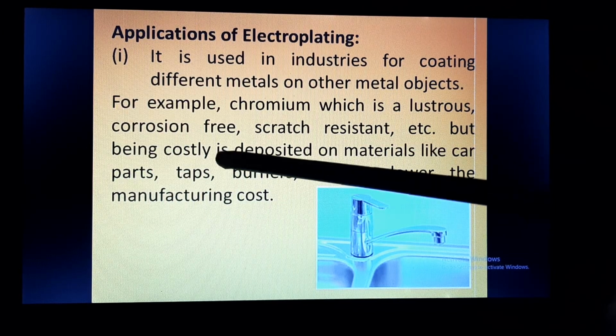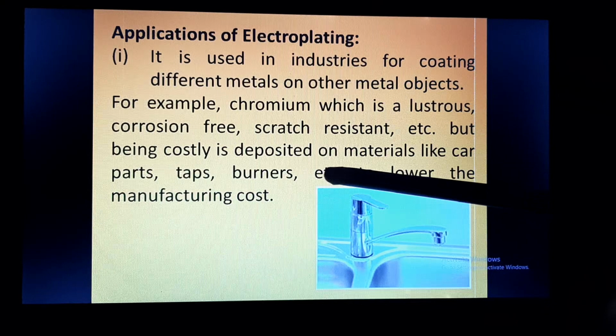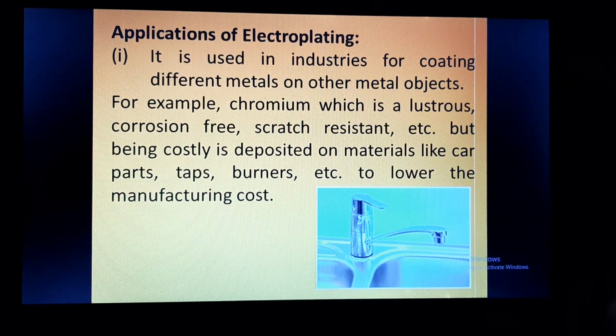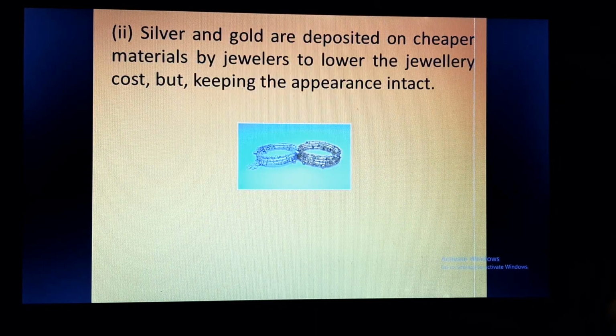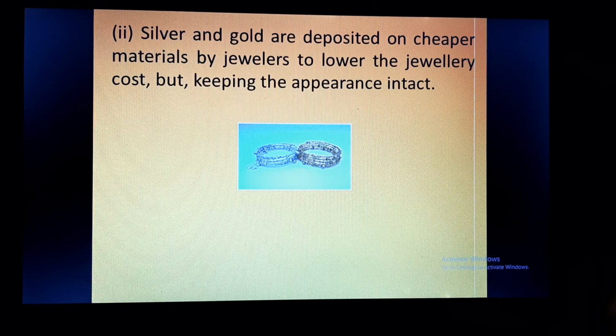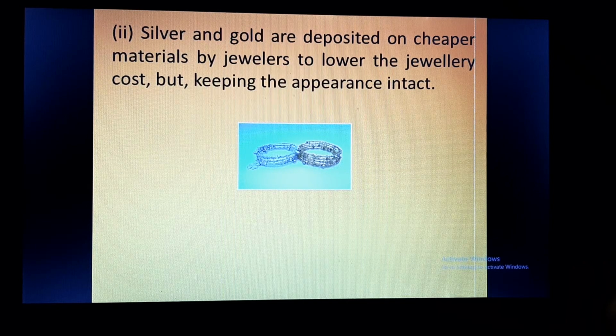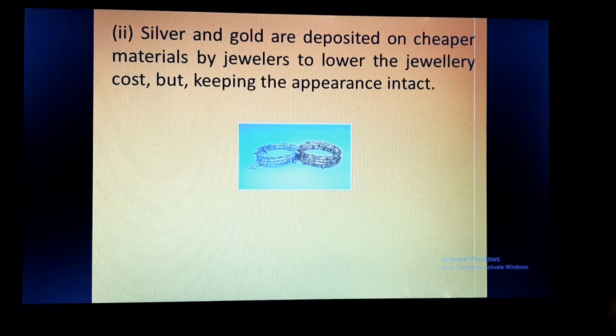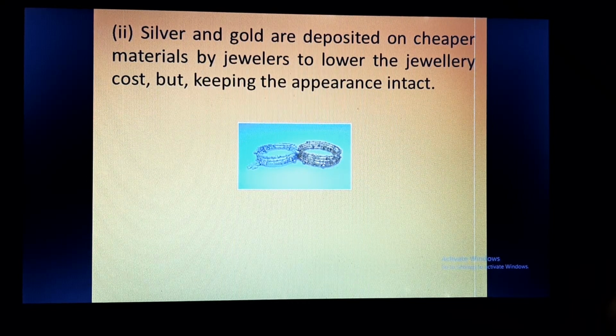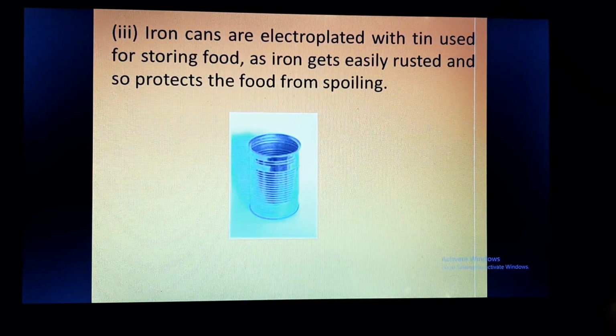Chromium electroplated parts are used in cars, taps, burners, etc., to lower the manufacturing cost. Silver and gold are deposited on cheaper materials by jewelers to lower the jewelry cost while keeping the appearance intact. You must have come across electroplated jewelry. The material is cheaper. For example, brass is plated with silver. It looks like silver but it is not silver, hence it is not costly.